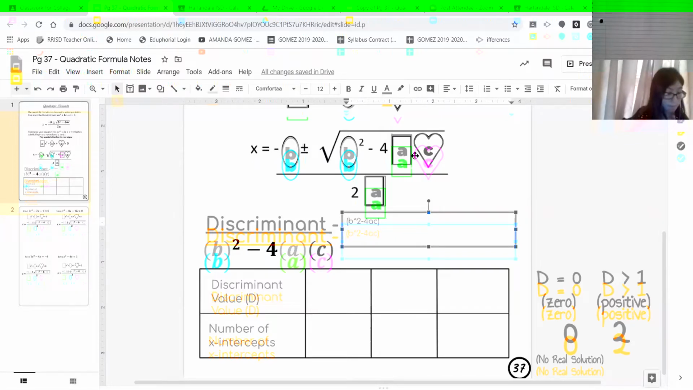All right, so it's literally b squared minus 4ac. Now, what I like about the discriminant is that it tells us how many solutions. Now, solutions is another word for x-intercepts. I'm going to give you a quick second so that you can write that down there.